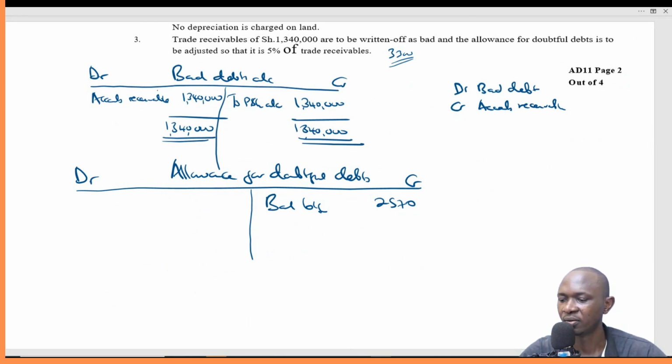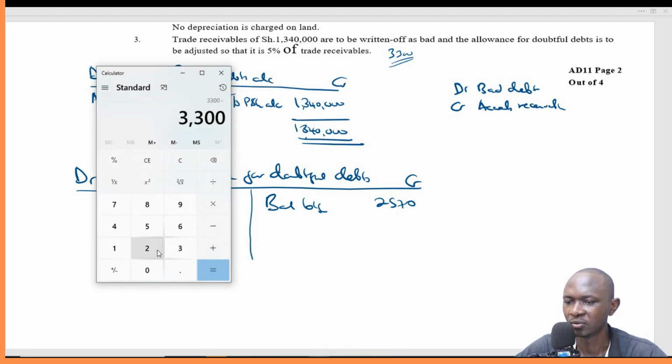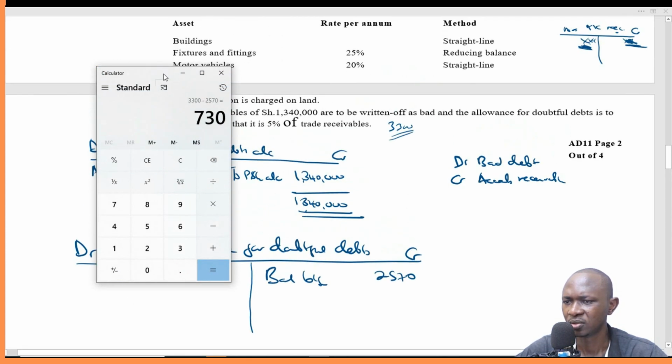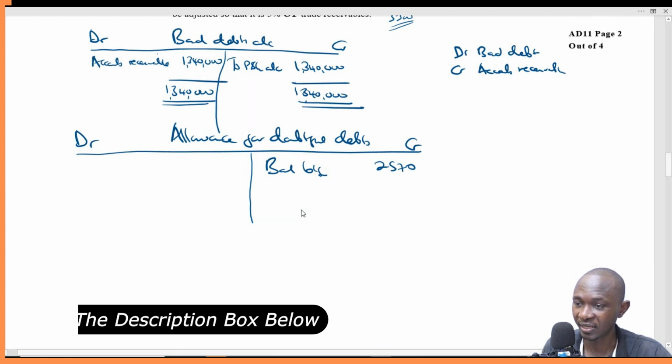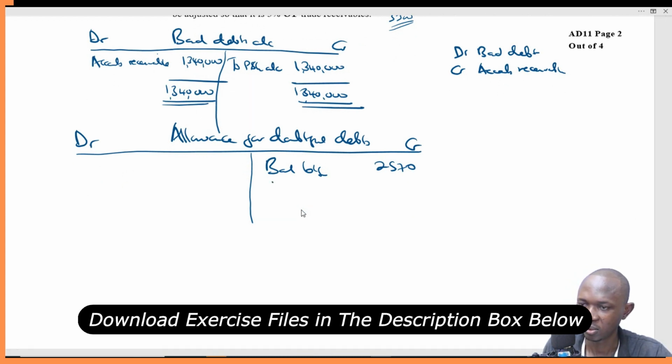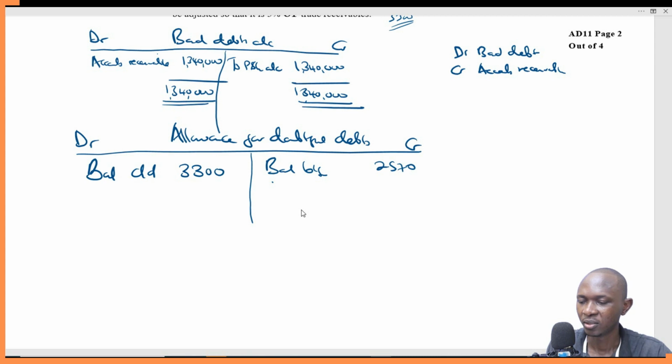So let's just get the difference. 3,300 minus 2,570. That is 730. So it means we are supposed to adjust it by 730, and we are simply increasing. So since we are increasing, let's just come here and say balance carried down will be 3,300. We are moving from 2,570 to 3,300.